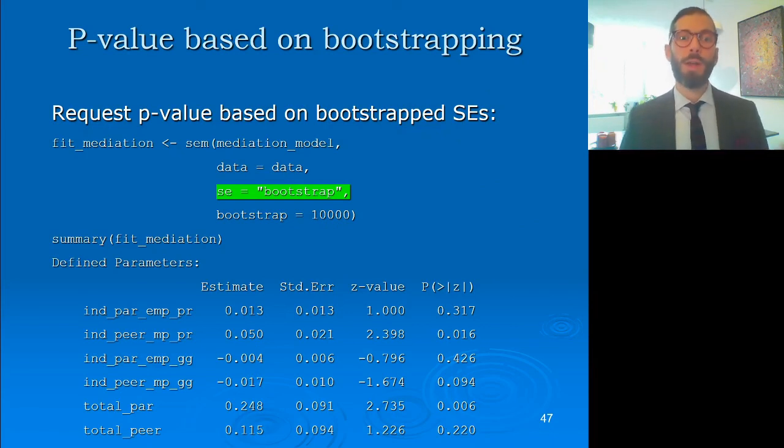You also see that I defined total effects. I defined a total effect for parenting and a total effect for peers. The total effect for parenting is significant, whereas the total effect for peers is not. So actually, we see a suppression effect happening here. The total effect for peers is not significant, but the indirect effect for peers through empathy and prosocial behavior is significant. So it is useful to know about suppression effects and how to detect them.